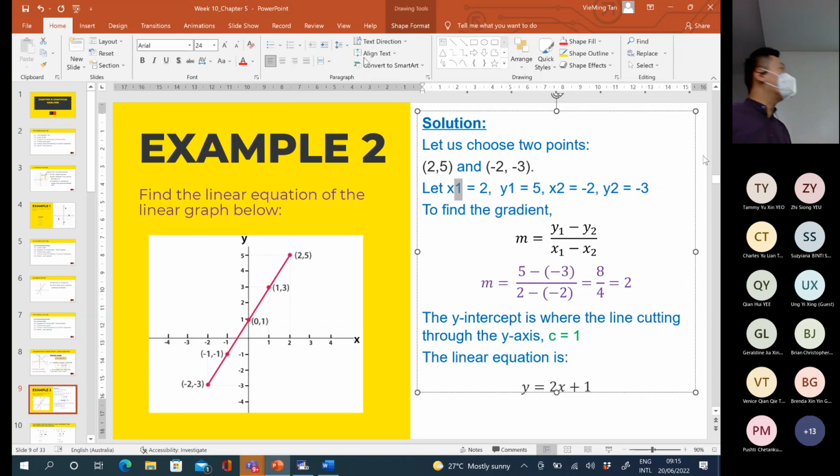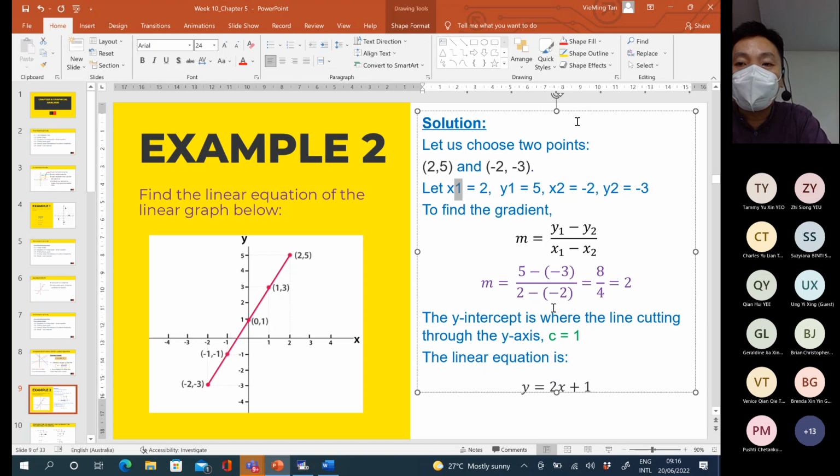We copy the formula in order to get the n value. The formula is y1 minus y2, divided by x1 minus x2. So y1 is equal to 5, I put it here. The minus is originally from the formula itself. y2 is minus 3, so I put it here. For the denominator, x1 is 2 minus x2, which is minus 2.